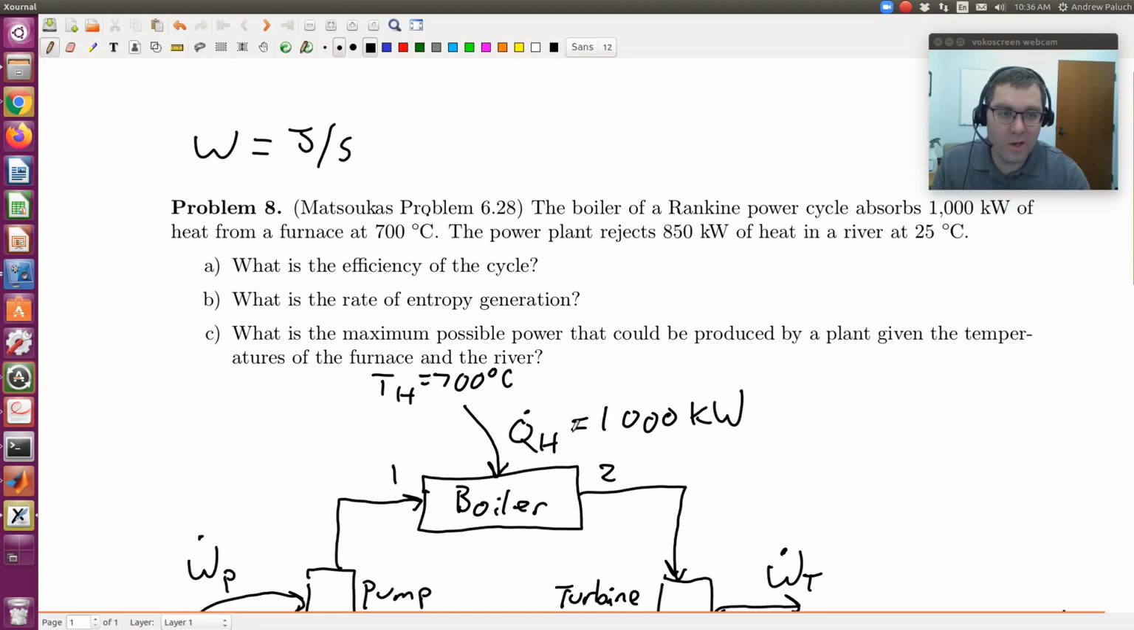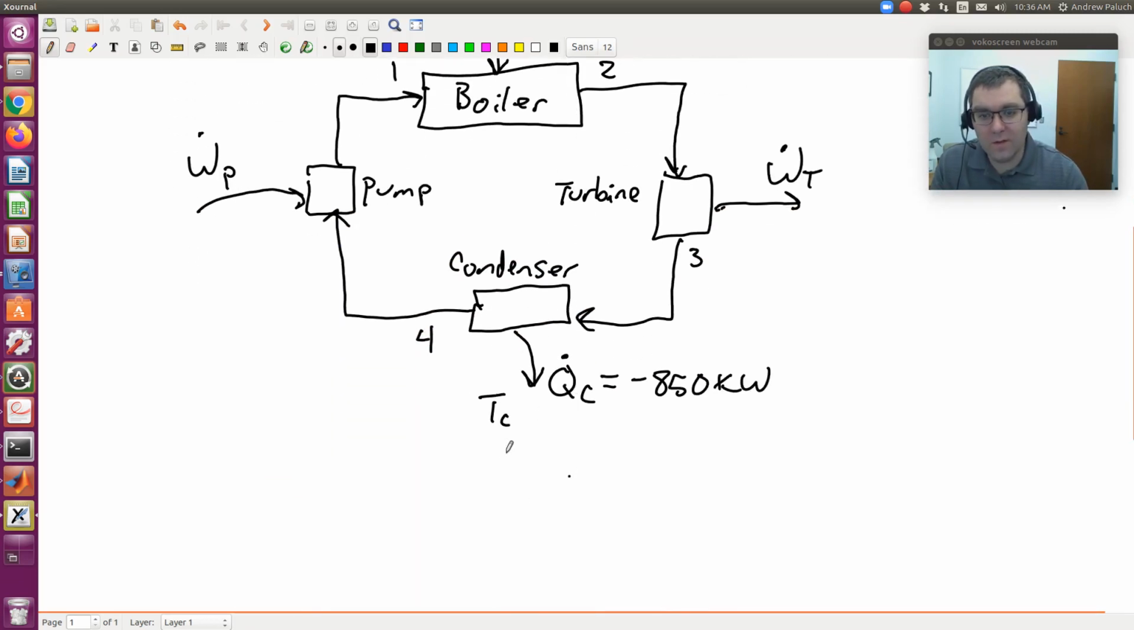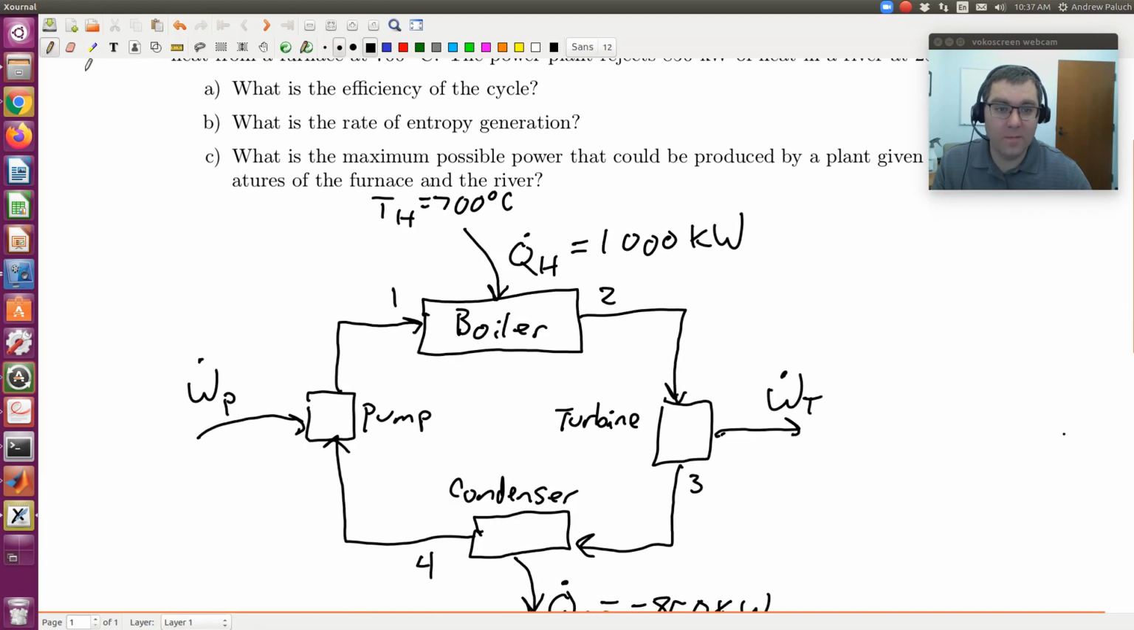And we're rejecting heat to a river at 25 degrees C. So TC, let me just move it so I can label it, is 25 degrees C. All right, so then the first question is, what is the efficiency of the cycle?